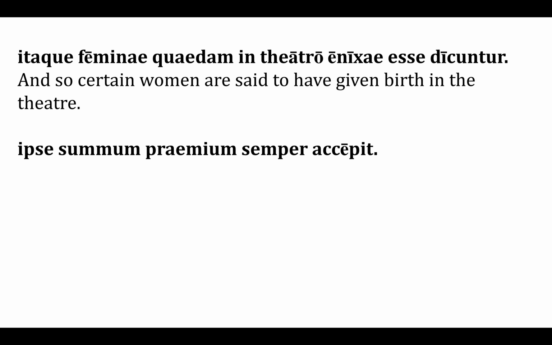And then next phrase, ipse. Now this brings us back to Nero, because ipse is masculine singular, he himself. And then the main verb is accepit, received or accepted. And then semper means always, so he himself always accepted or received. And then the object is going to be summum praemium, which means the highest reward or the top prize or something like that.